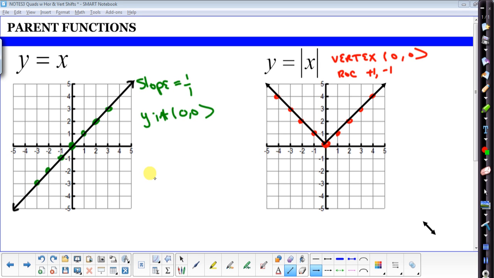Alright, hopefully you did well. As we're looking at this, the key thing about a parent linear function is that its slope is 1 over 1 and its y-intercept is 0, 0. So I started here, went up 1 over 1, and went down 1, backwards 1. An absolute value looks like a V, so it has a vertex. The vertex is at 0, 0, and the rate of change is positive 1 and negative 1. Keep those things in mind. You got to keep on studying those things so you do not forget.